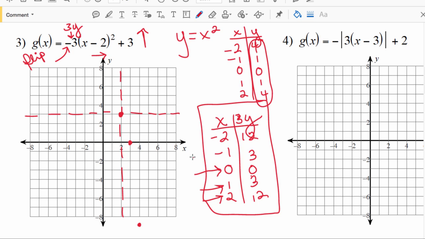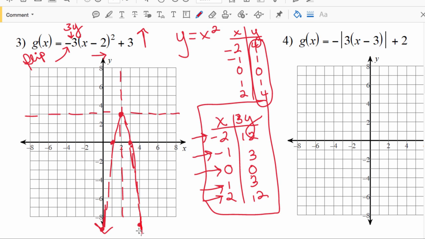And then we'll do back 1, down 3. Instead of back 1, down 1, it's back 1, down 3. Instead of back 2, down 4, it's going to be back 2, down 12. And that's going to be about there. And then that's just going to make a vertical stretch.